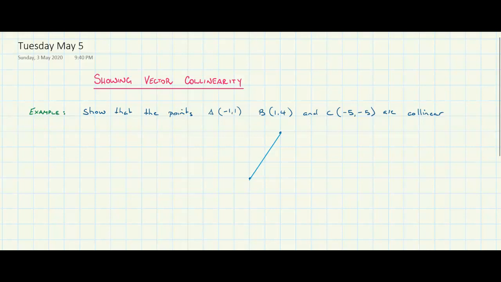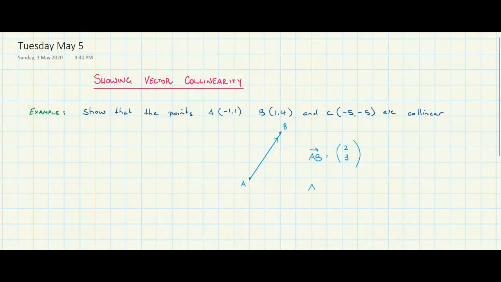We can show that AB, for instance, and I've drawn what I think is AB here, because AB as a vector is going 2 across and 3 up. 2, 3. So if this is A, then this is B, and we're going in that direction. Now, what we need to know is, well, what's AC doing?